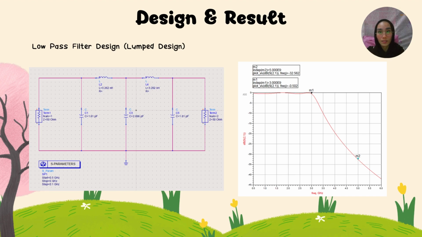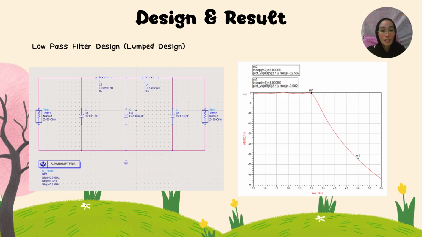This is the circuit that we constructed, because we have G1 to G5. Then we have three capacitors and two inductors with the 50 ohm termination we use, and using the values of capacitor and inductor that we have calculated.